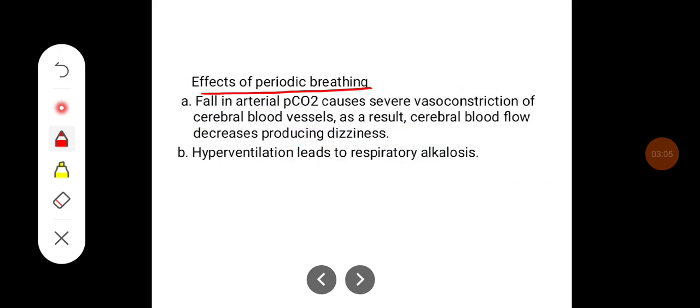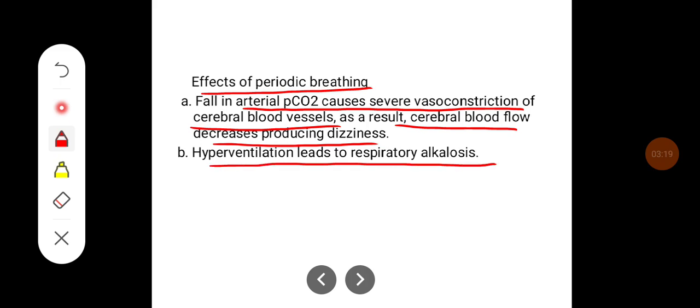Effects of periodic breathing: there will be a fall in the arterial PCO2, which causes severe vasoconstriction of the cerebral vessels. As a result, cerebral blood flow decreases, producing dizziness, and hyperventilation sometimes leads to respiratory alkalosis.